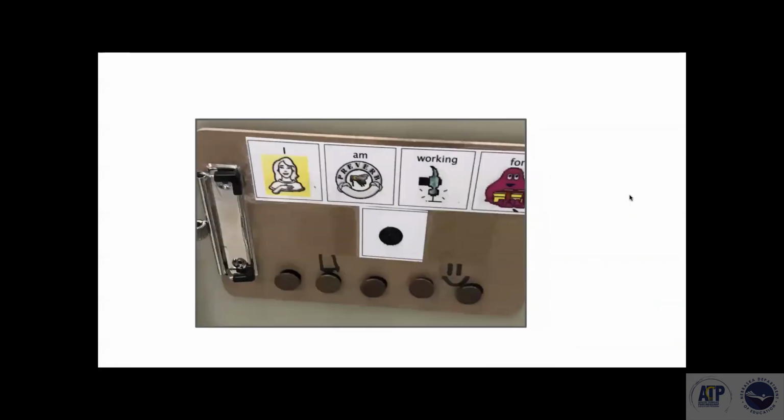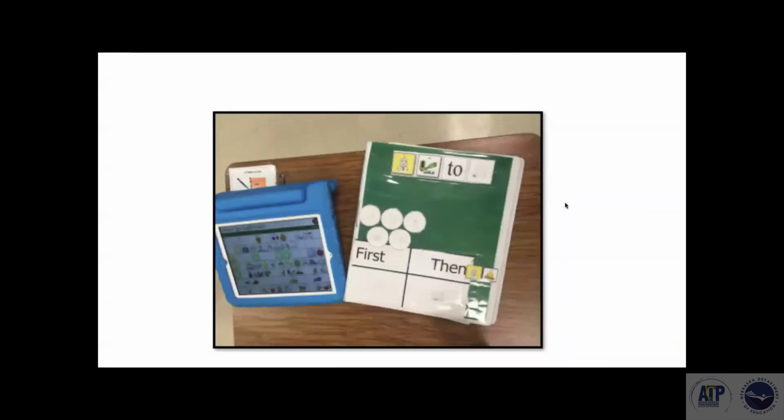This is an incentives board. The student can earn pennies. They can choose what they're working for. But again, just to see those same visuals are universally used. And they're giving them the language again.